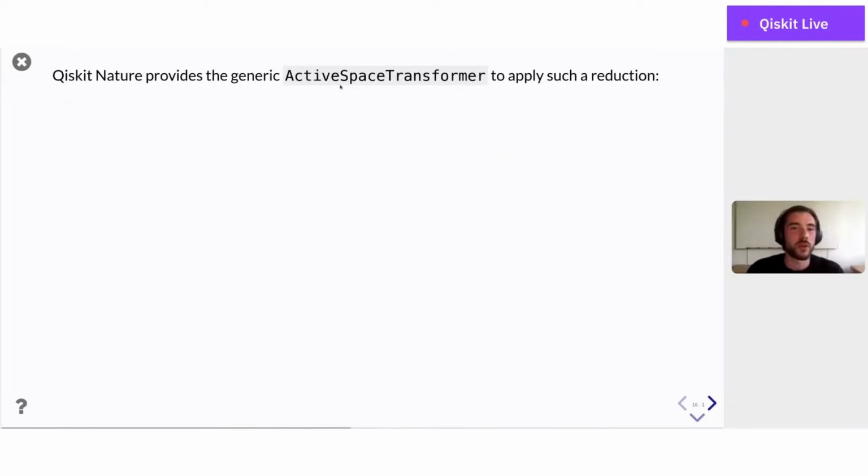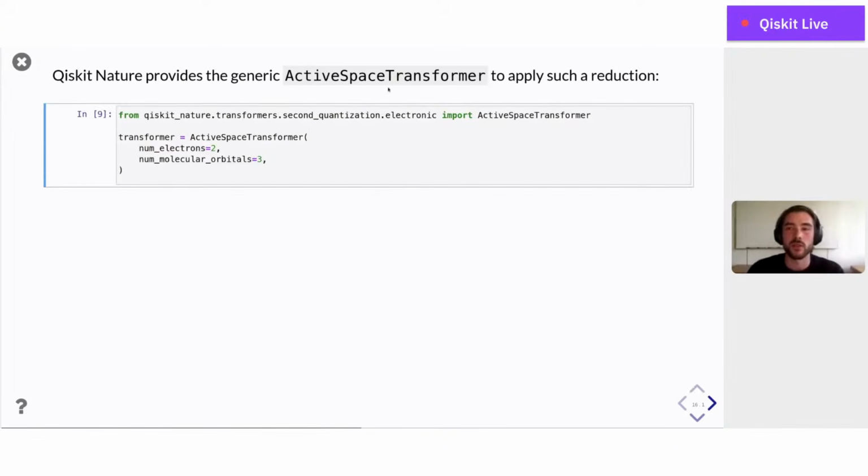For that, we have the so-called active space transformer. This is one of the base transformers that you can add to your problem. The interface is very generic and very simple. So you have the active space transformer. It takes 2 inputs: the number of active electrons, which we can set to 2, and the number of molecular orbitals, which we can set to 3. This is exactly the example from before.